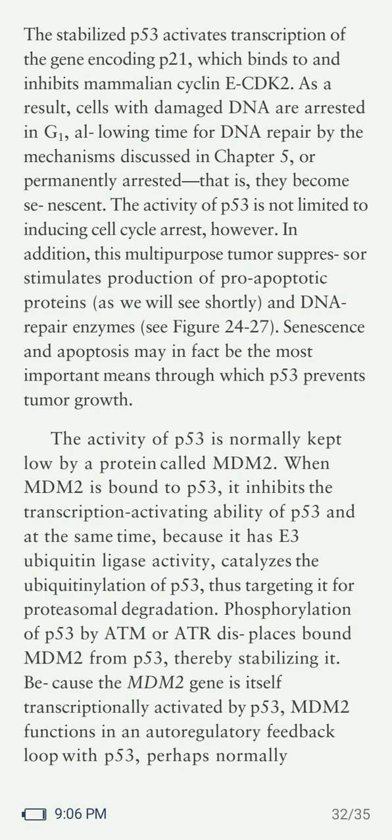The activity of p53 is normally kept low by a protein called MDM2. When MDM2 is bound to p53, it inhibits the transcription activating ability of p53, and at the same time, because it has E3 ubiquitin ligase activity, catalyzes the ubiquitinization of p53, thus targeting it for proteasomal degradation. Phosphorylation of p53 by ATM or ATR displaces bound MDM2 from p53, thereby stabilizing it.